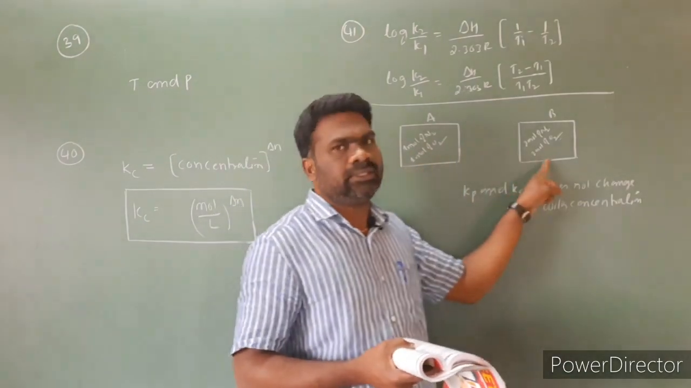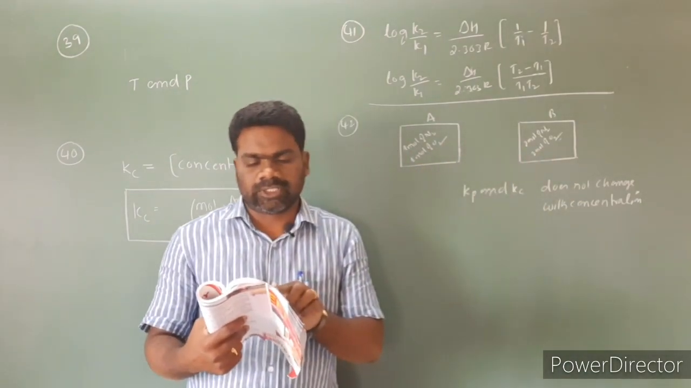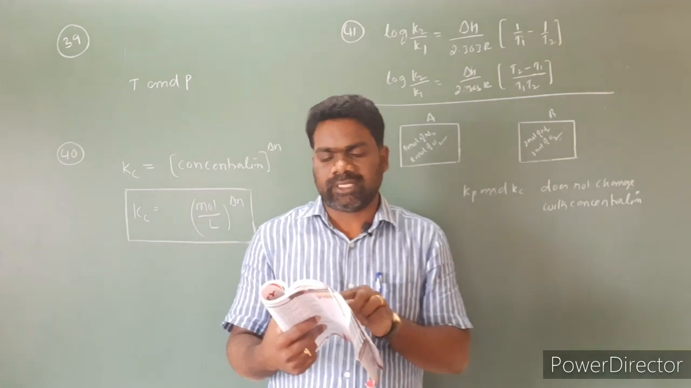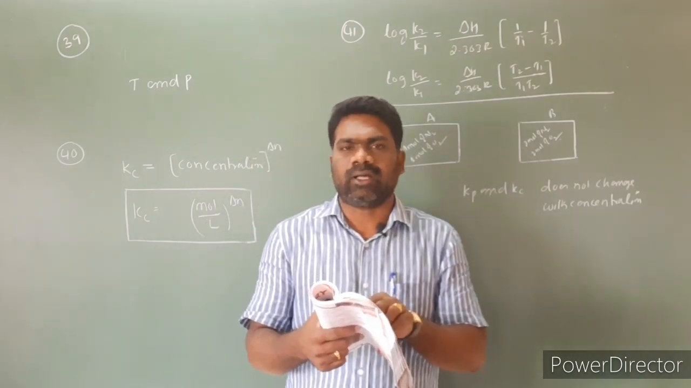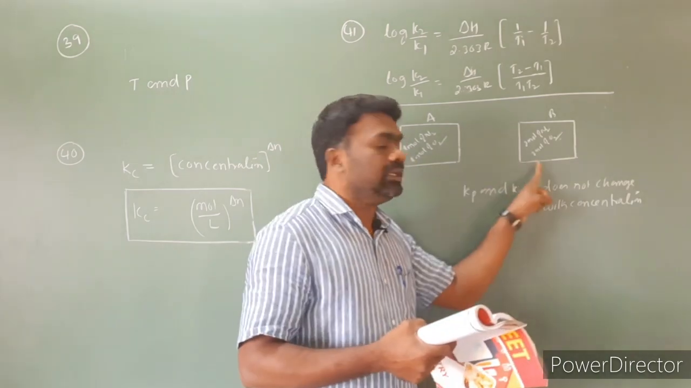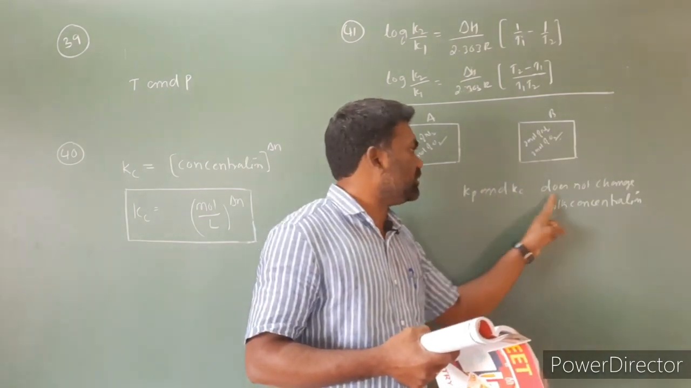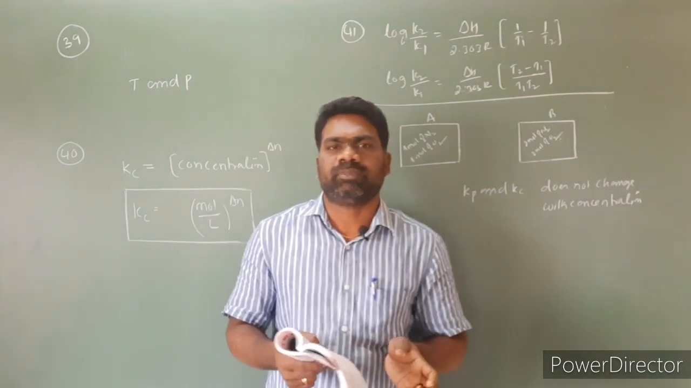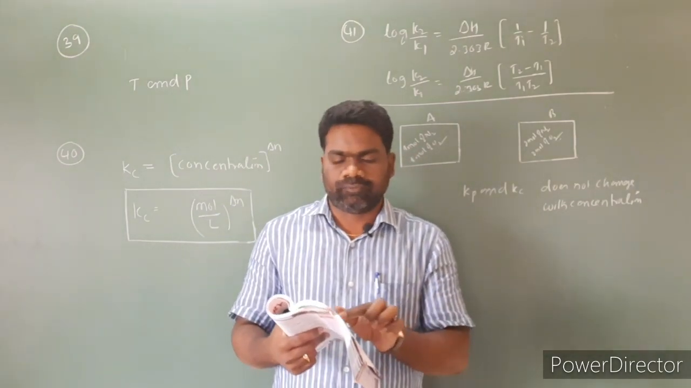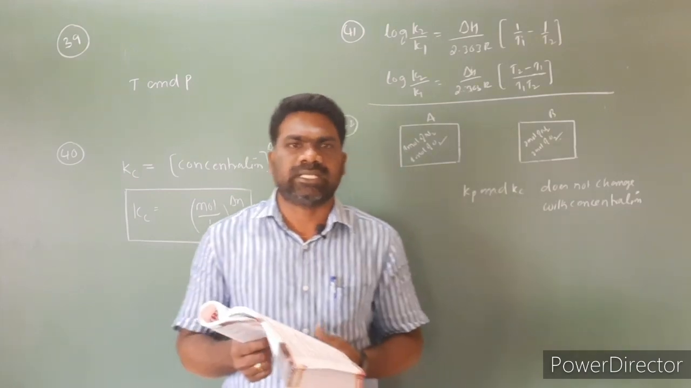So both the cases are the same. So look at the 42 question, third option is correct. Kc for N2 plus O2 gives rise to 2NO in A and B are equal. So both are equal. Kc and Kp do not change with concentration. So 42 question, third option is correct.